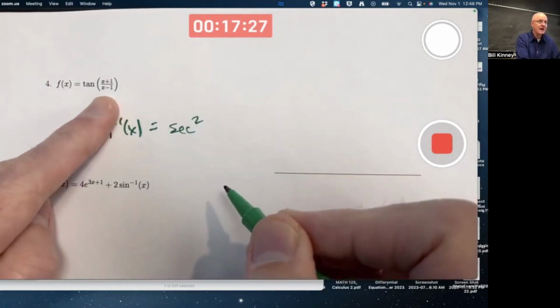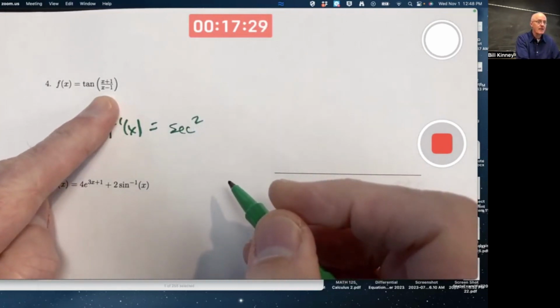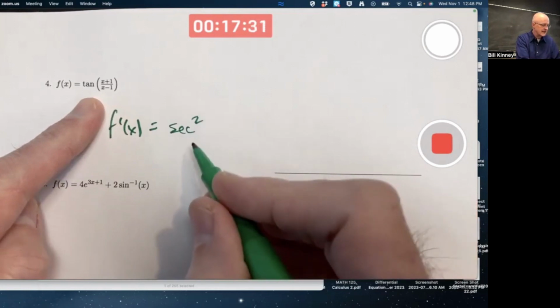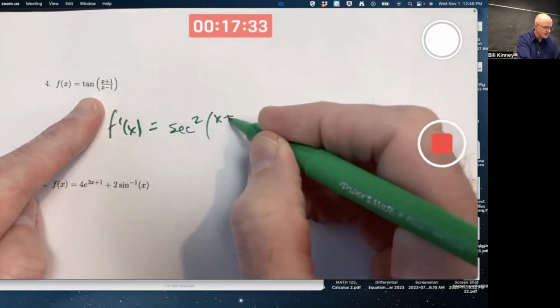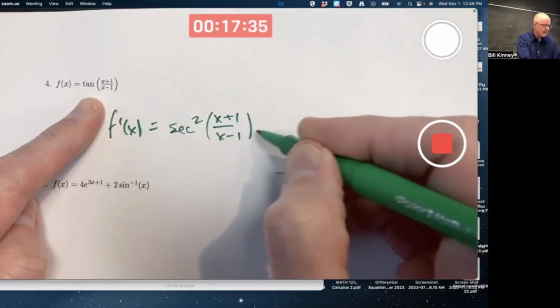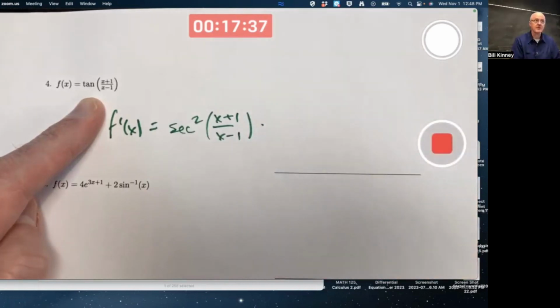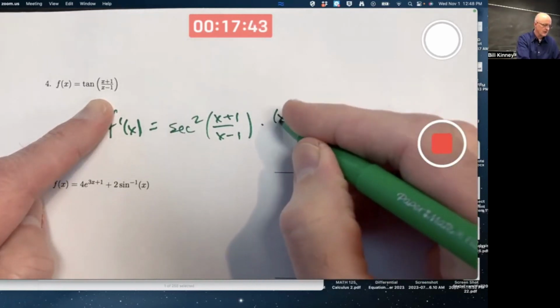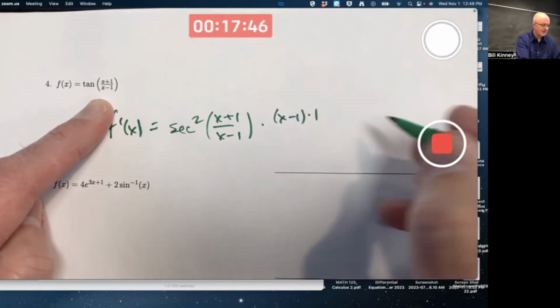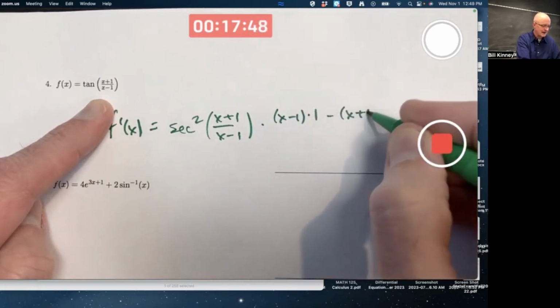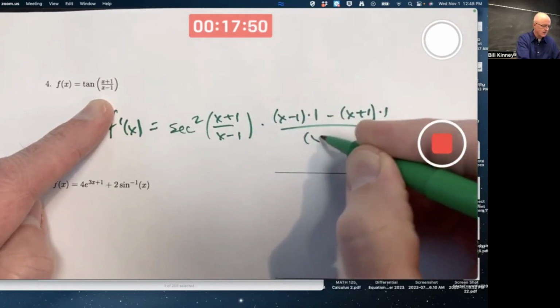I need the chain rule. There's my inside function. Derivative of tangent is secant squared, but then plug in the inside function. Then multiply times the derivative of the inside function, which you need the quotient rule for because it's a quotient. Low d high minus high d low over the square of what's below.